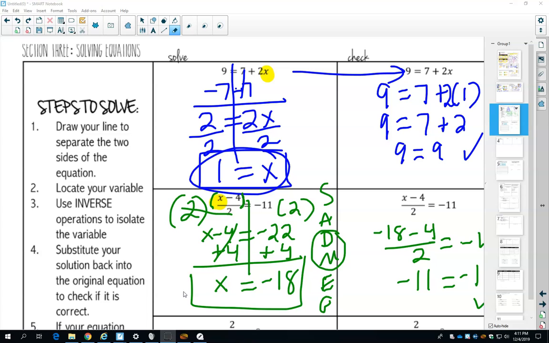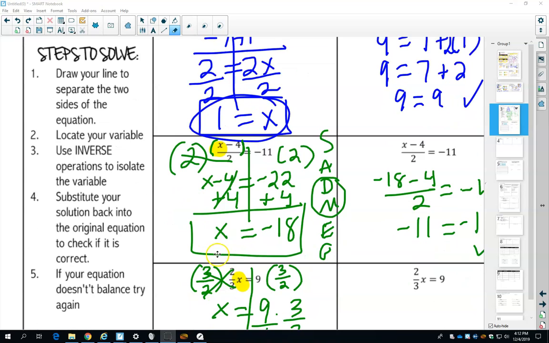Next problem, this time we have a fraction next to our variable. And remember, when we have a fraction, we're trying to get 1x. And the multiplicative inverse property says if we multiply a fraction by its inverse or reciprocal, we get 1. So we're going to multiply. We want 1x, so we're going to multiply both sides by 3/2. This side is going to cancel out, so we get x equals, and then it's going to be 9 times 3 over 2. So it's going to be 27 over 2, which is equal to 13 1/2.